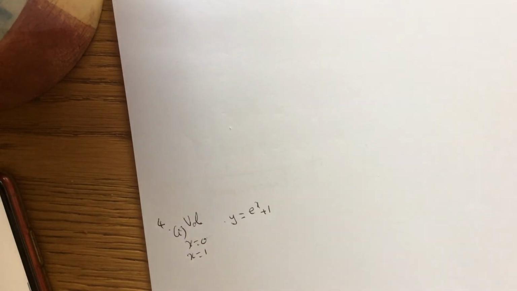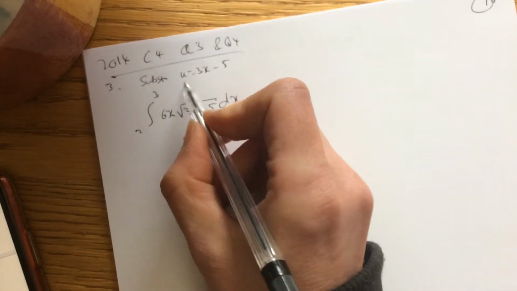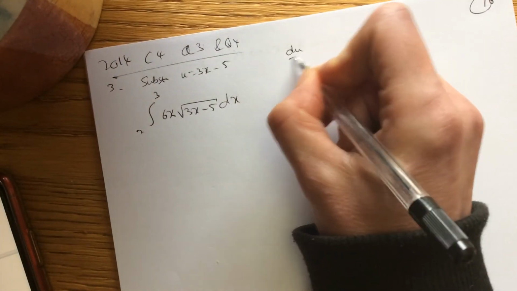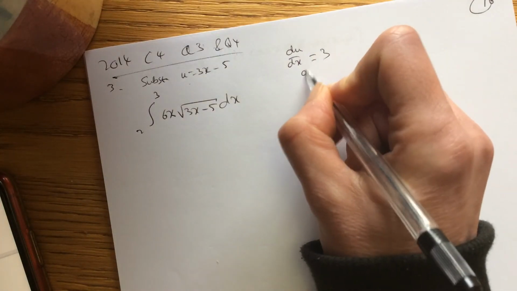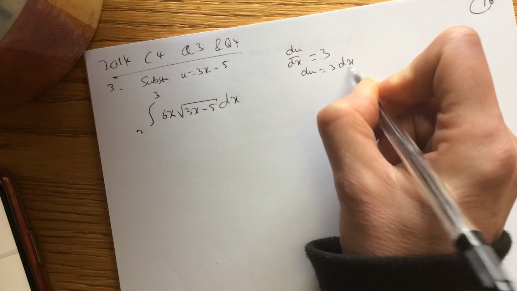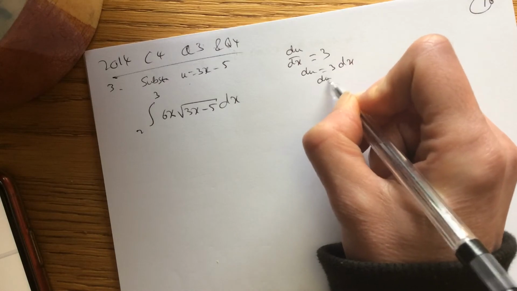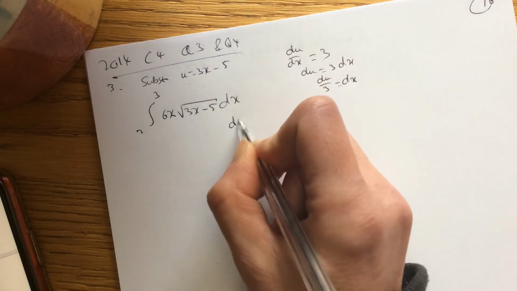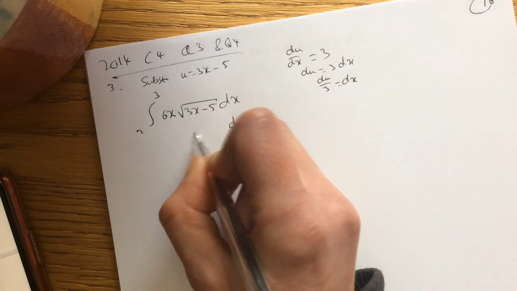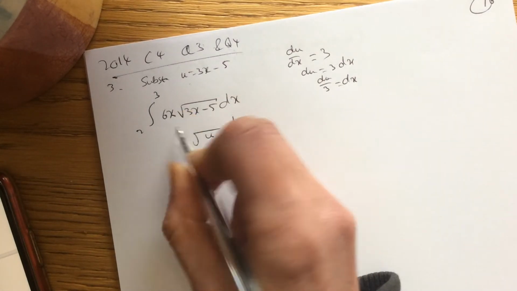I'm going to have a look now at question 3, a substitution one. You are told what substitution to use. So do your du by dx. If you differentiate that, you get 3. Rearrange that. You get dx is du over 3. So we're going to put that in here. So dx is du over 3. Square root, that is your u.